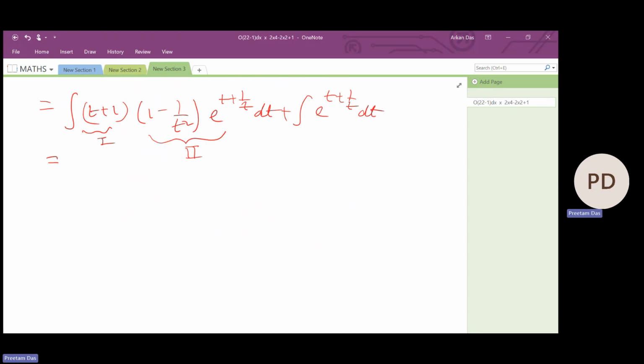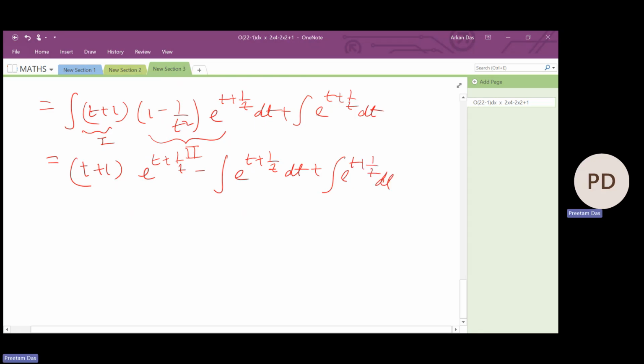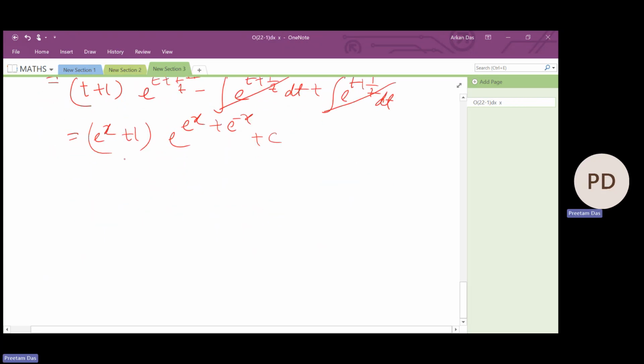So when you use integration by parts, you will get t plus 1 e raised to t plus 1 over t minus integration of e raised to t plus 1 over t dt and then plus e raised to t plus 1 over t dt. This gets cancelled. So what will be your final answer? e raised to x plus 1 e raised to x plus e raised to minus x plus c. So that means this is g(x). According to the question, this will be g(x). So if this is g(x), then what will be g of 0? It will be 2. So option A.